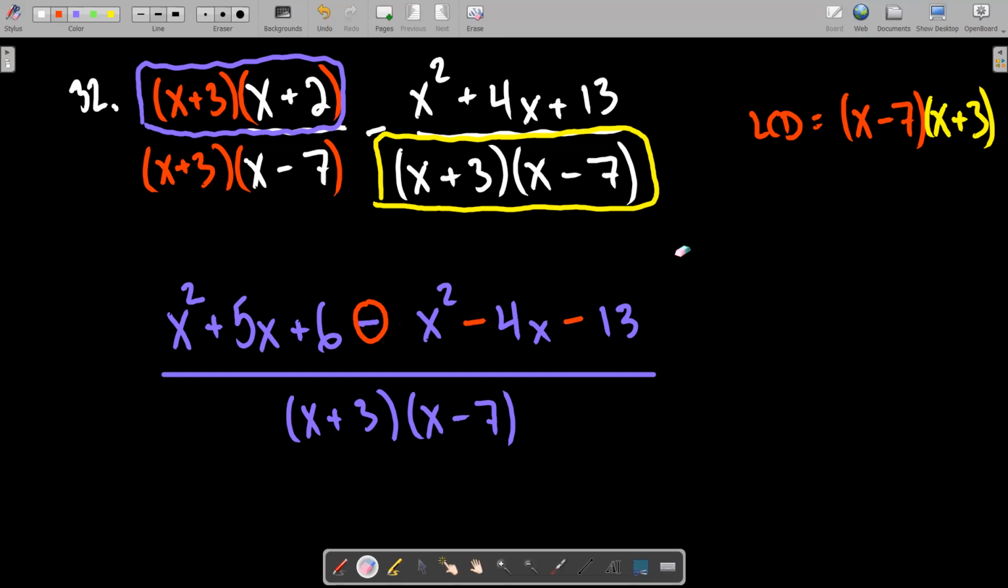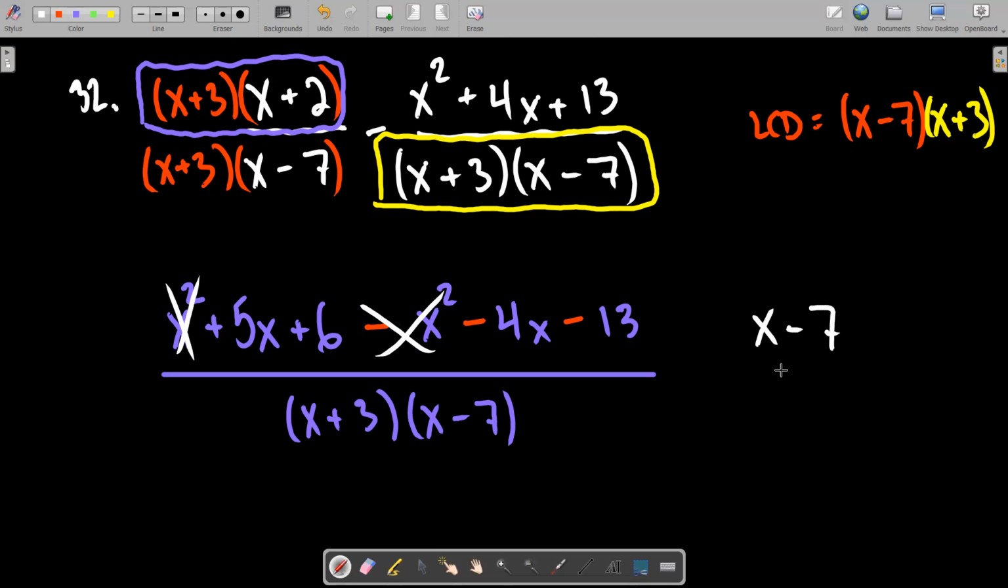So now that I've got all the parts and pieces out and exposed, let's go ahead and simplify the top. How many x squareds will we have on top? None. They cancel. X squared and minus x squared are gone. They're out. How many x's will I have? And what is 6 minus 13?